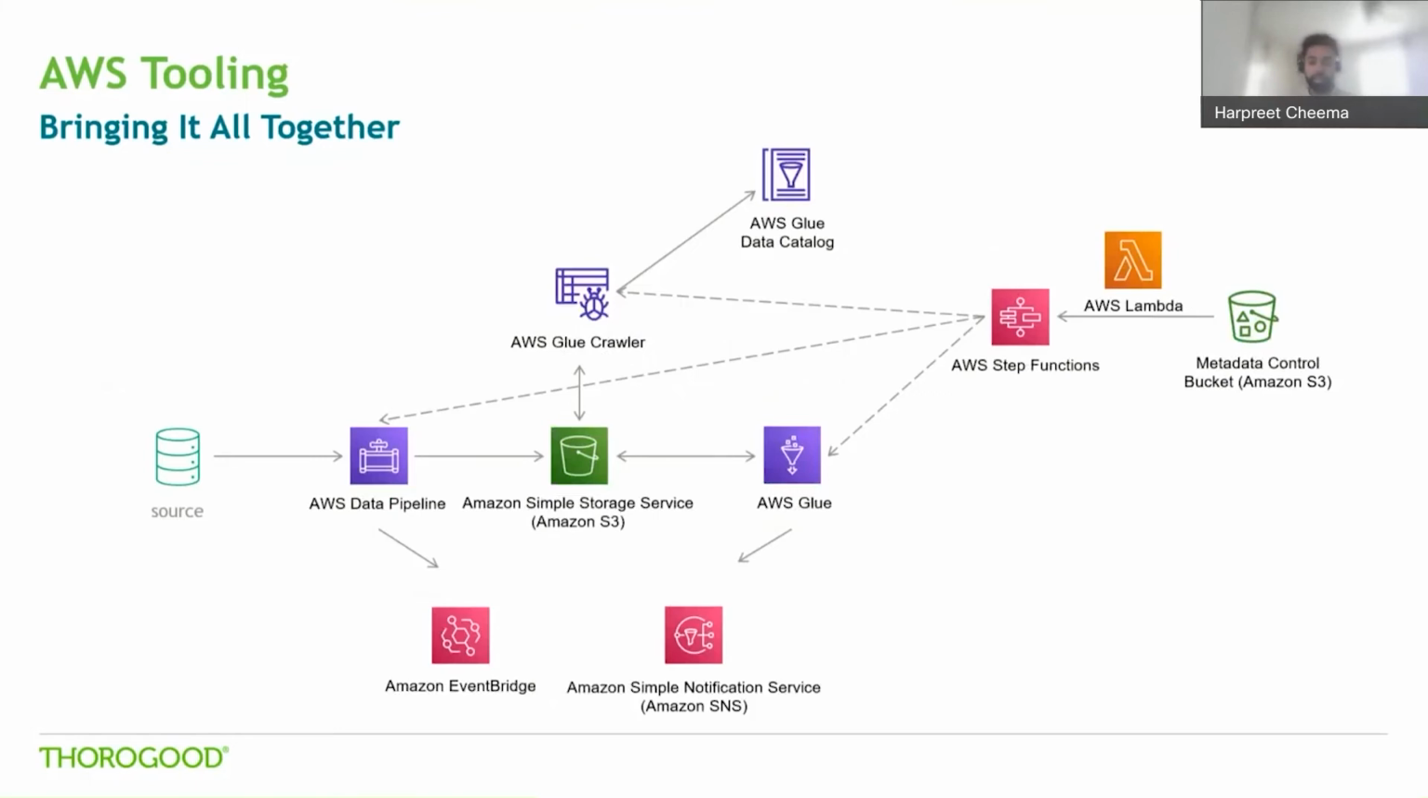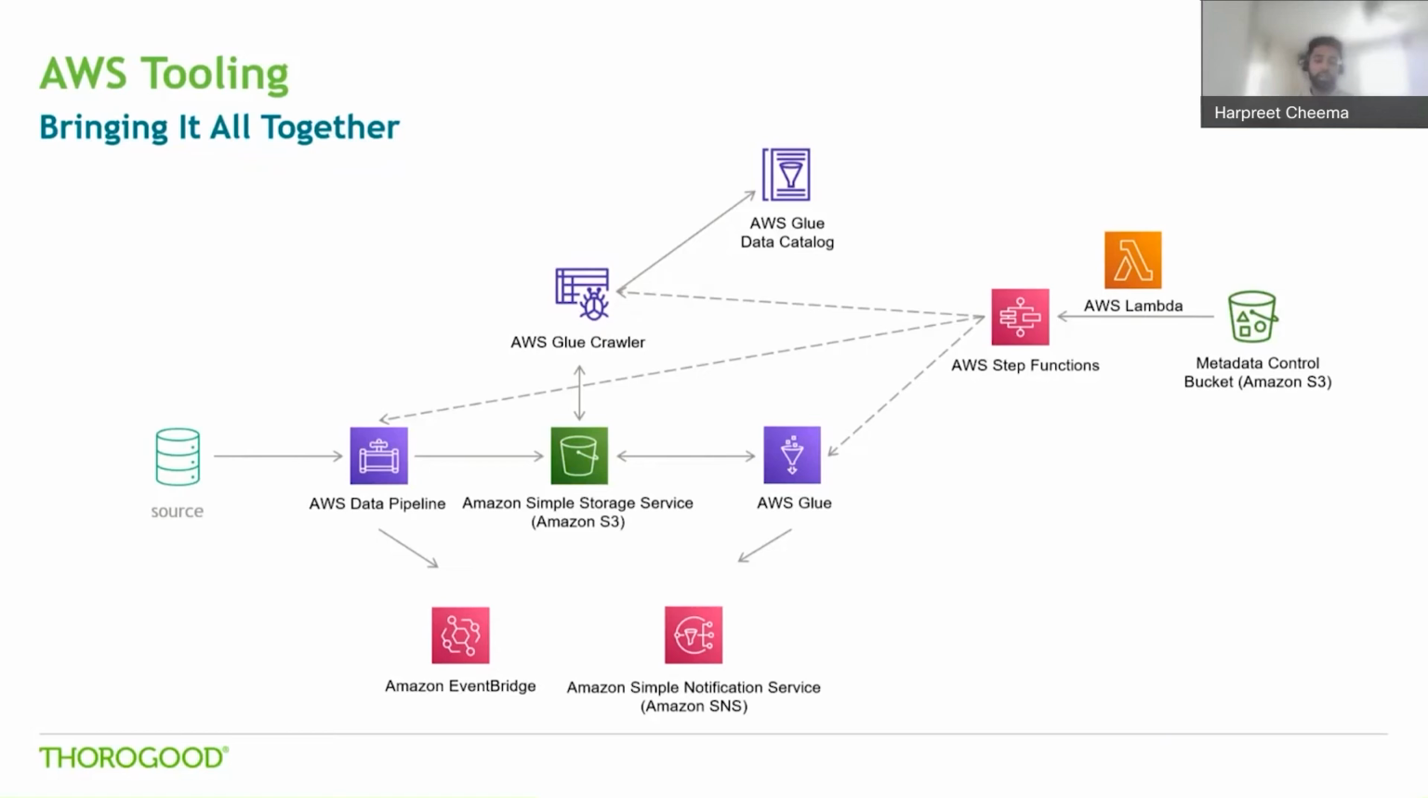So again, everything is being driven by a metadata control file. Here it could be located in some sort of S3 bucket, and we're using AWS Lambda to read that file and pass on the parameters of that file to our Step Functions. So here, Step Functions is our data orchestration tool, and it's doing three things.